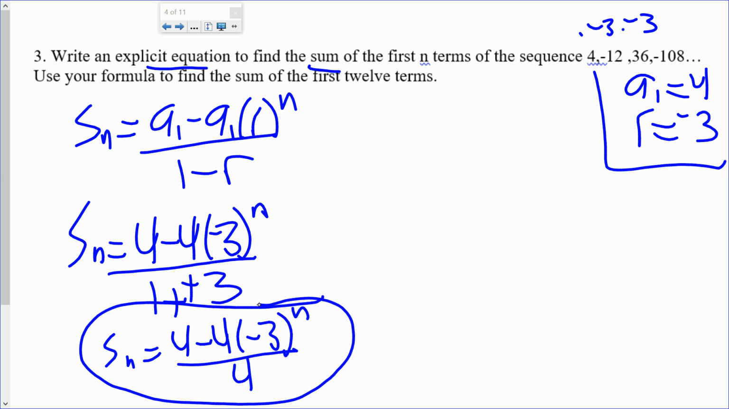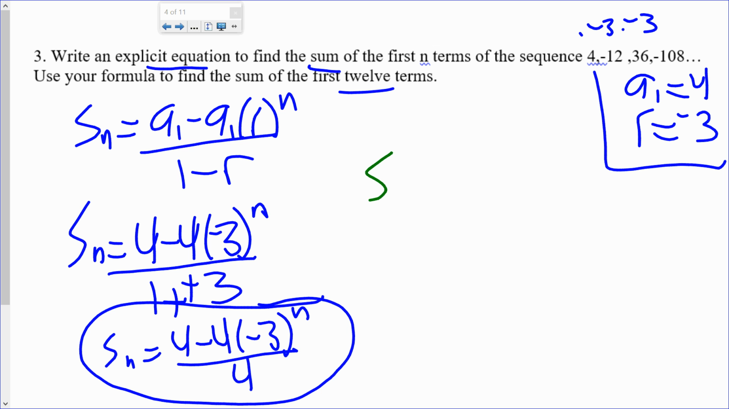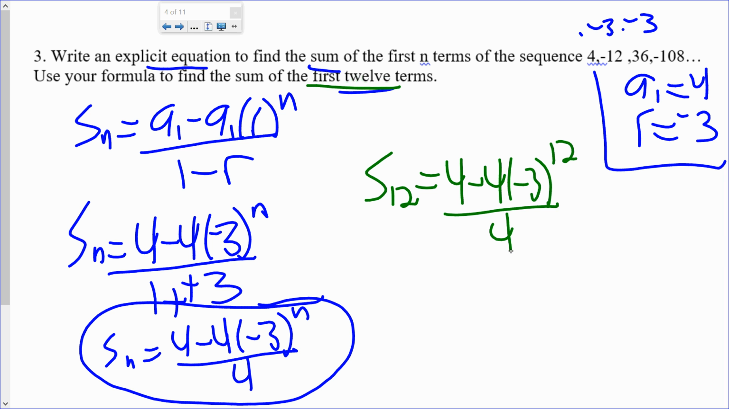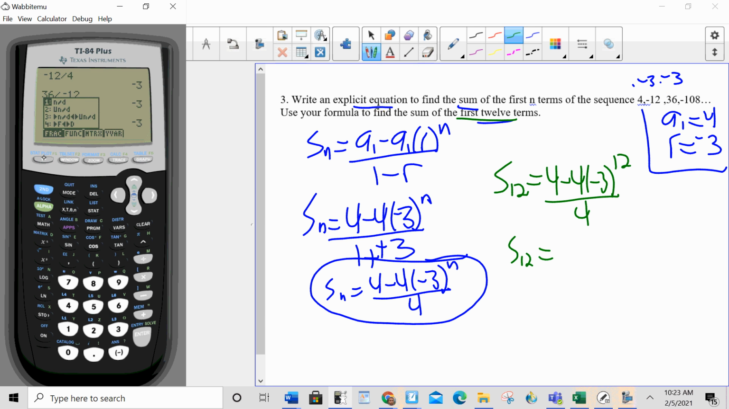Now, I want you to find the sum of the first 12 terms. So you're going to replace n with 12. So please pause, answer that follow-up question, and then unpause. Okay, now that you've found the sum of the first 12 terms on your own, I will go over it. I'm doing S of 12 because it wants the sum of the first 12 terms. Alpha y equals, enter, 4 minus 4 times negative 3 to the power of 12 over 4, negative 531,440.